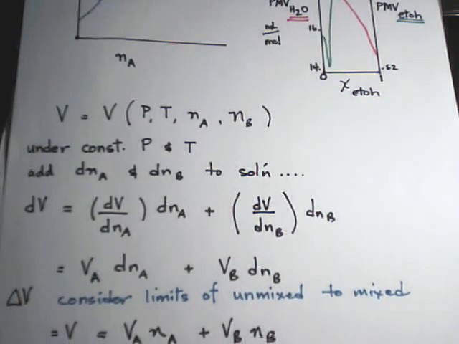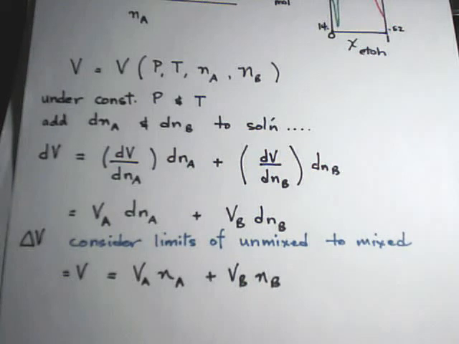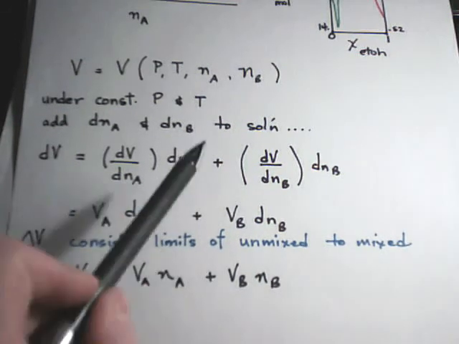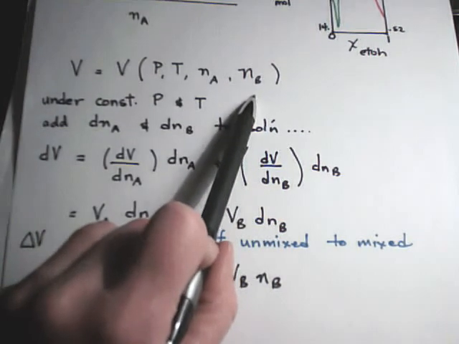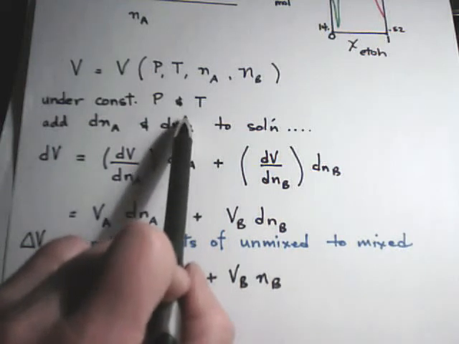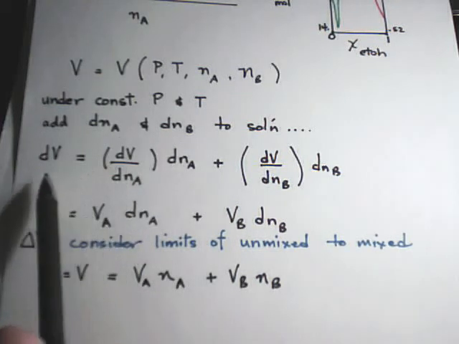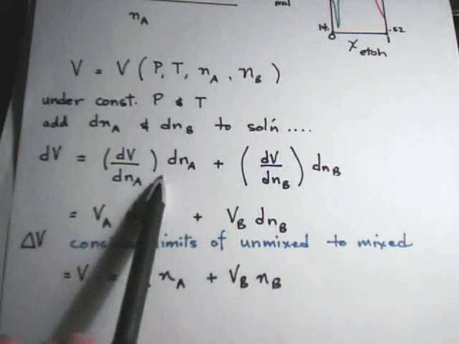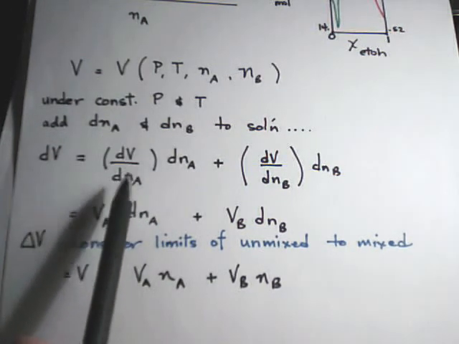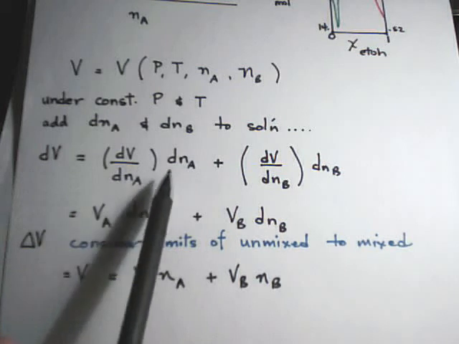Let's get back to some numbers. I'm just going to do this slide with you. Okay, just follow along line by line. I see that the total volume is a function of pressure, temperature, and the number of moles of each component. So under a constant temperature and pressure, like working on the bench, if I add some A and B to the solution, I'll get a change in the total volume. My convenient path is to handle it one at a time. And so I don't have T and P outside of the bracket here because I've said pressure and temperature are constant in this context.